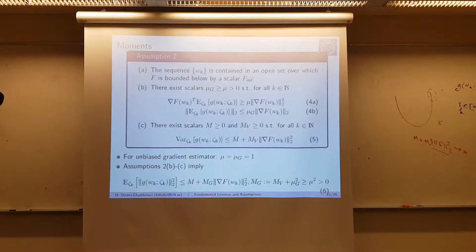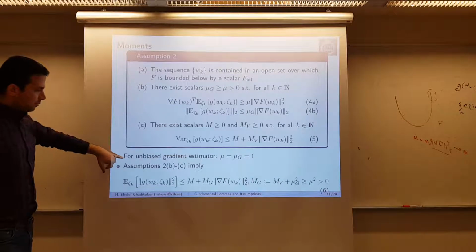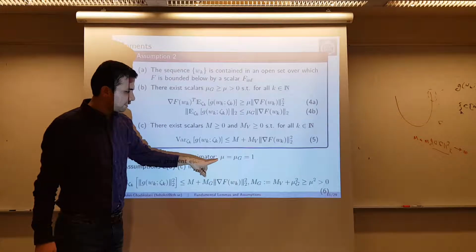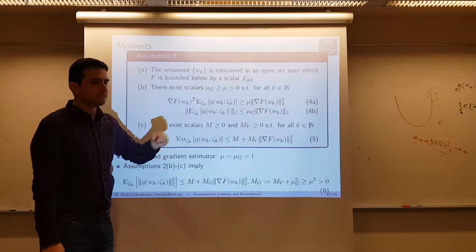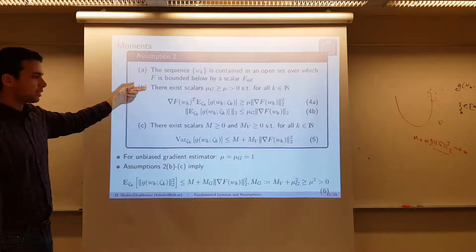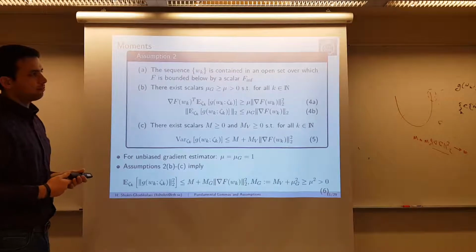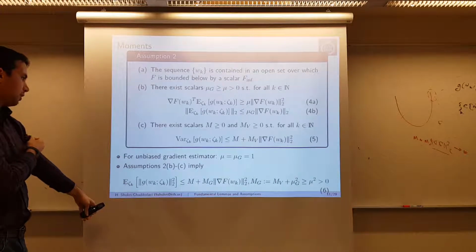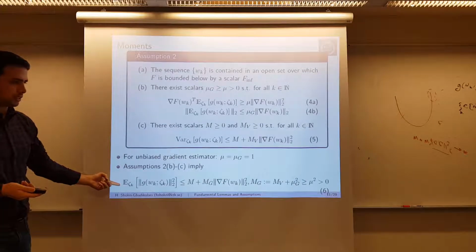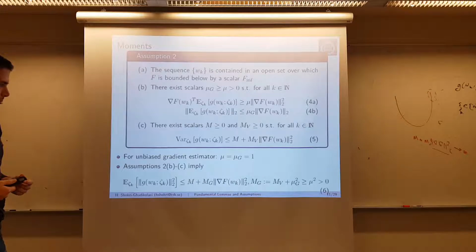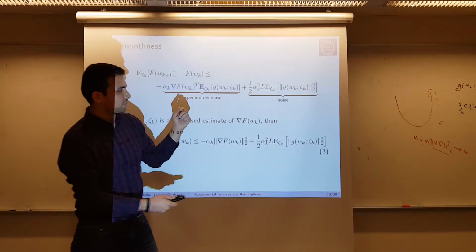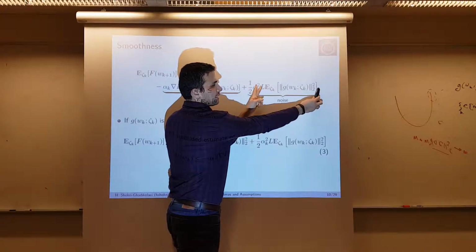Some examples here. As I mentioned, for an unbiased gradient estimator, you can simply double check that mu_g equal to 1 will satisfy this. So again, this is a property of your estimator, or your g function, whatever you want to call it. And then assumptions 2b and 2c can imply this. Essentially, they say that, and what is this? This is exactly this term, sorry for coming back again to this stuff, but this is exactly this term.